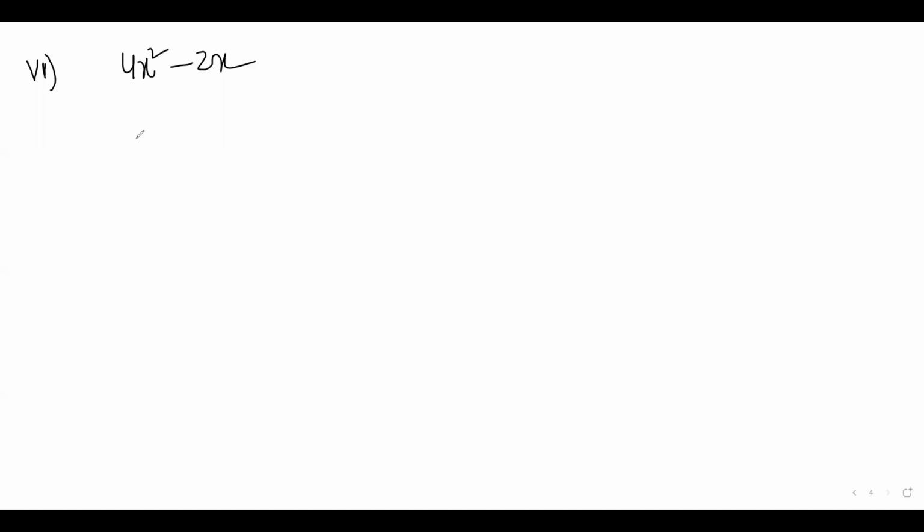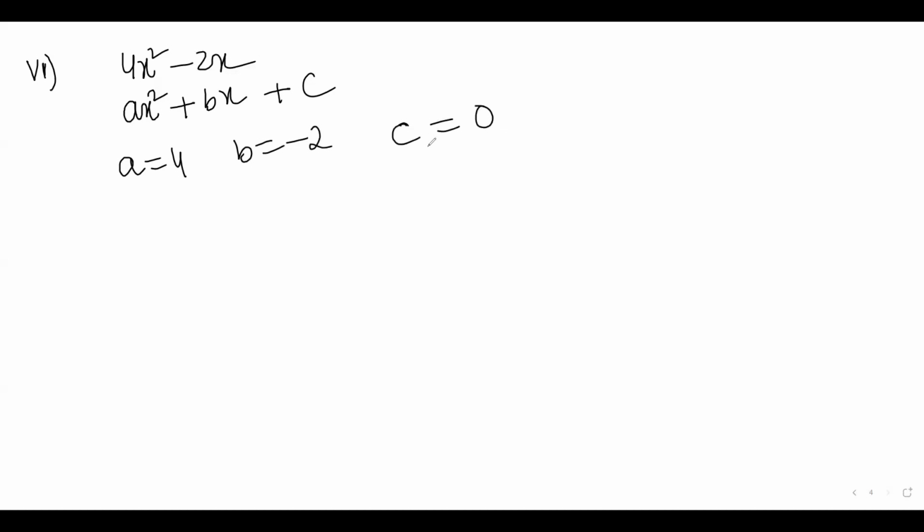So the sixth polynomial is 4x square minus 2x. The standard form of a quadratic polynomial is ax square plus bx plus c. The a value is 4, the b value is minus 2, and c is 0. There is no constant here, so c is equal to 0.